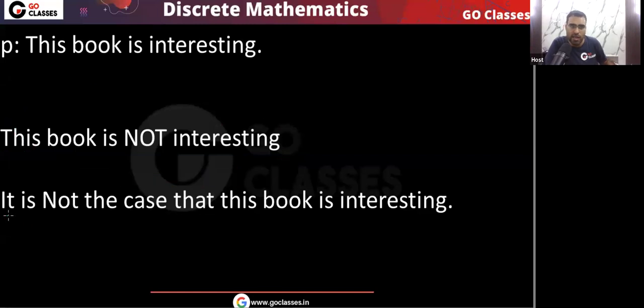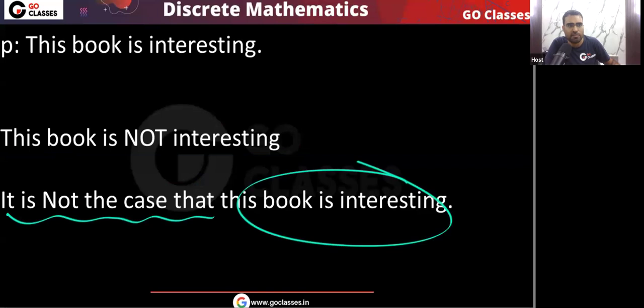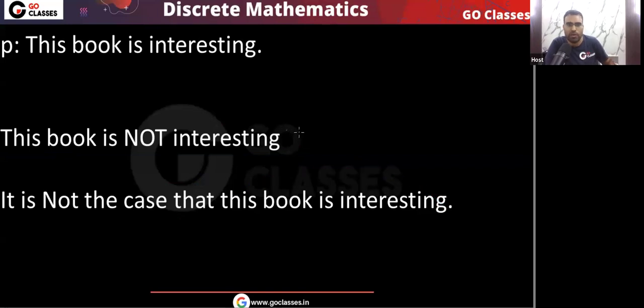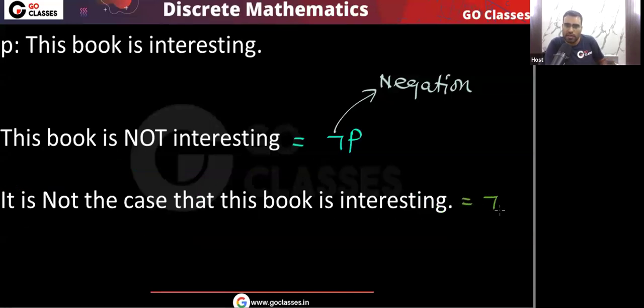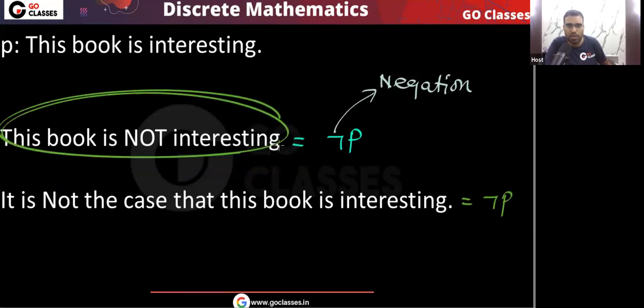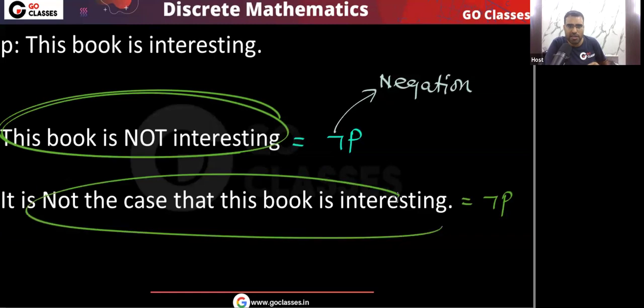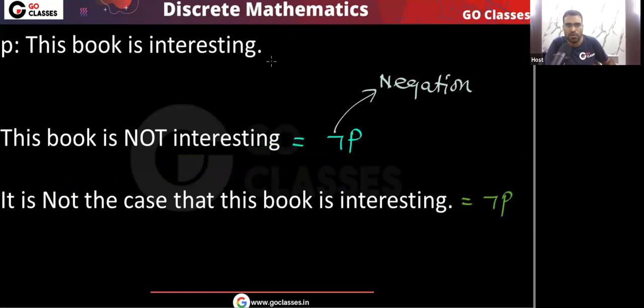The same statement I can also say as: it is not the case that this book is interesting. These two things are the same, remember. Very simple point. If you have the statement p, this book is interesting, then this is the negation of p, and this is the symbol for negation. I can also say it like this: it is not the case that this book is interesting. This is also the negation of p. So you can read the negation of p either like this or like this. Both are the same.